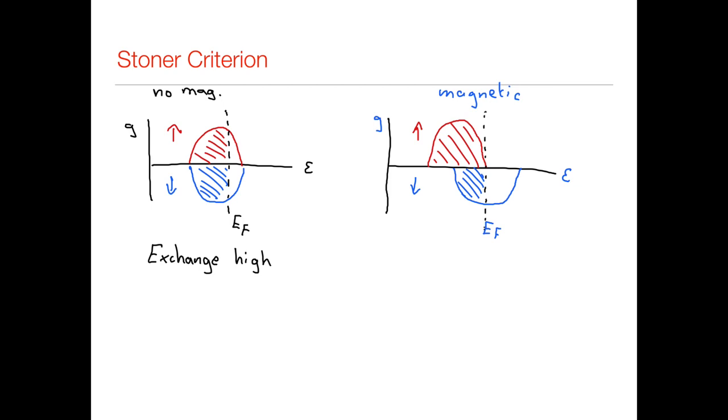This is very reminiscent of what we saw for the Pauli paramagnetism, but remember, there's no field applied. So no external field applied here. It's almost as if the exchange field is acting like an internal magnetic field to drive this polarization. So what this would mean is this has a lower exchange energy.